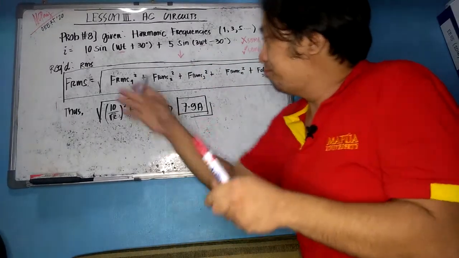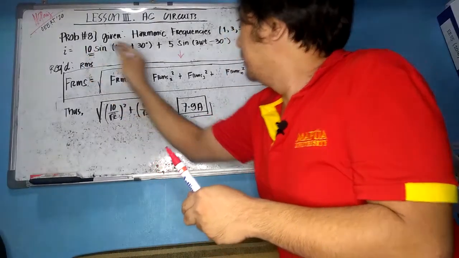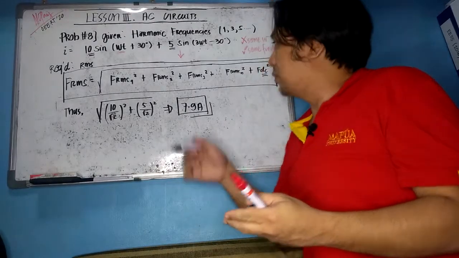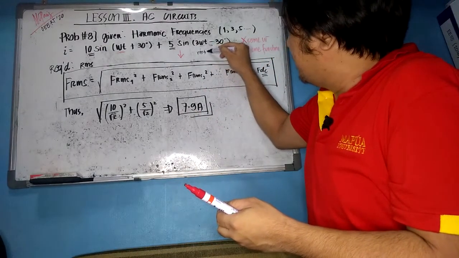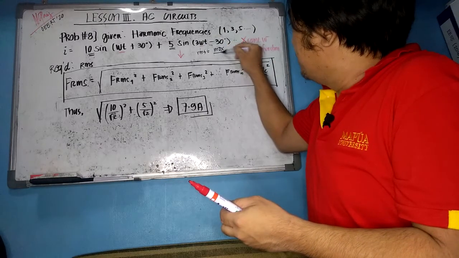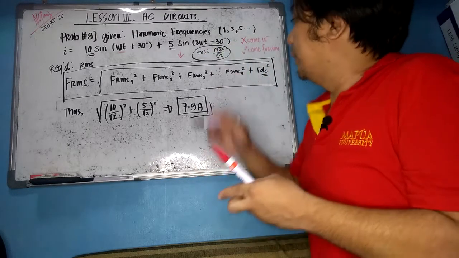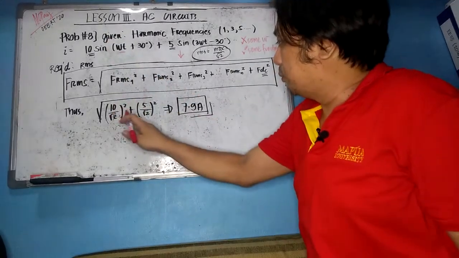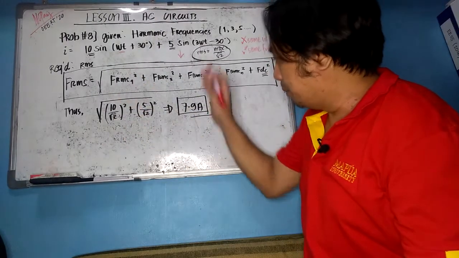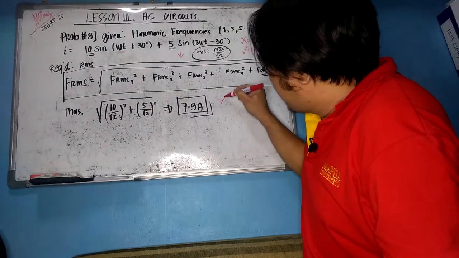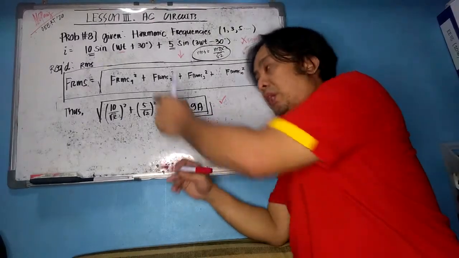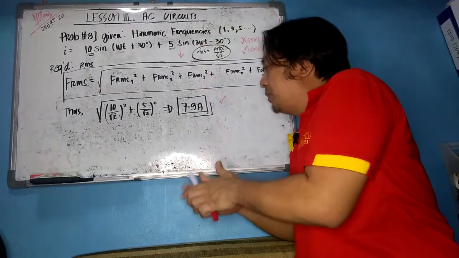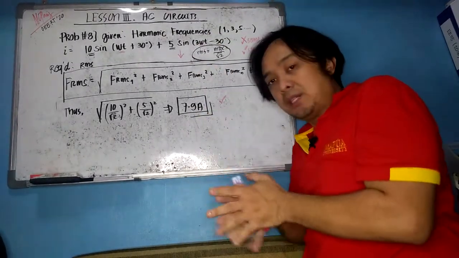And please take note, this is already a maximum value. So if you can still recall the typical RMS value, you need to divide the maximum value by square root of 2. By doing so, it's a straightforward solution. 10 over square root of 2 plus 5 over square root of 2. Then you square both magnitudes. This is a very, very simple problem. If you know the RMS value formula for a harmonic frequency of odd sequence, the answer is 7.9.